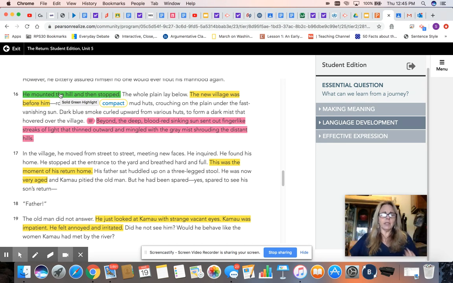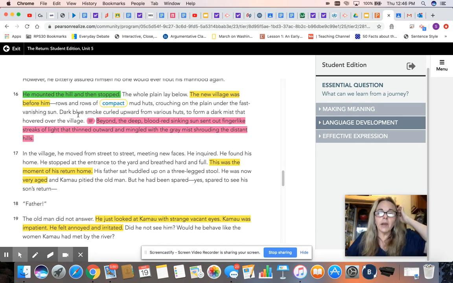Again, this is a new village. The word new is hinting to us that things have changed in the village since he's been there. We have this imagery of what the village looks like. So we've got, I'm sorry, I'm looking at emails too. Okay. So the dark blue smoke curling up from the huts.